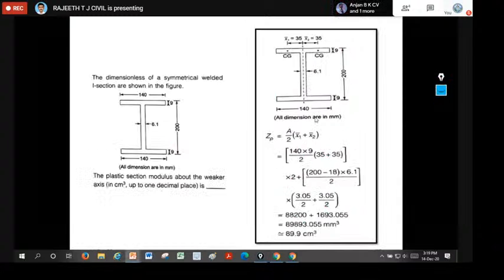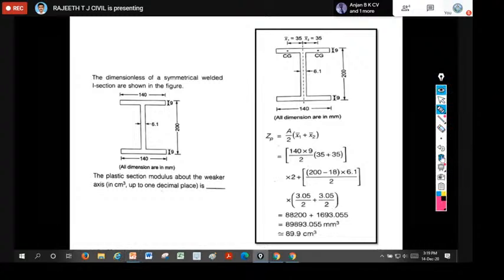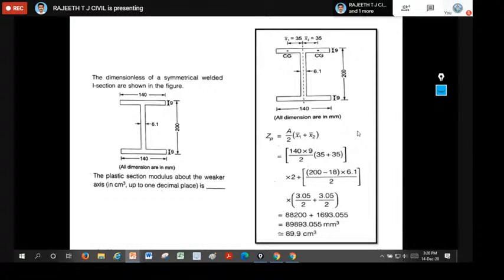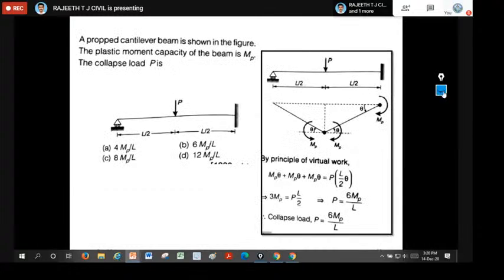Okay, then move on to the I section. In a similar way, what they are asking here is for the dimensions of the symmetrical welded I section shown in the figure, the plastic section modulus along the weaker axis. Here the weaker axis is the y axis, we know that. So you take area by 2 and take the corresponding distances, for both portions about the neutral axis, and we get Zp as 89.9 centimeter cube. That is your answer, so please go through it. This is exactly similar to the previous rectangular problem. So I will move on to the important problems now.